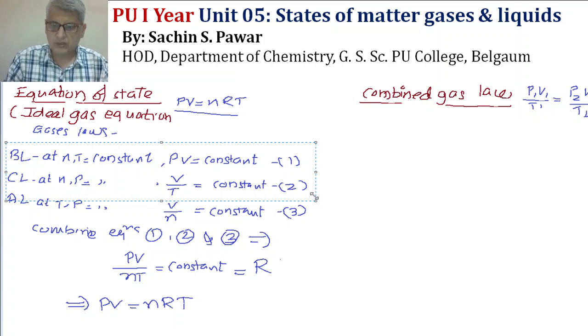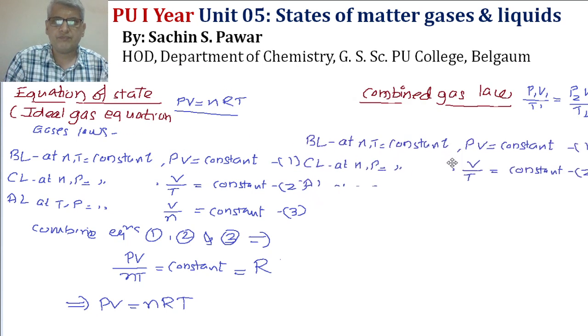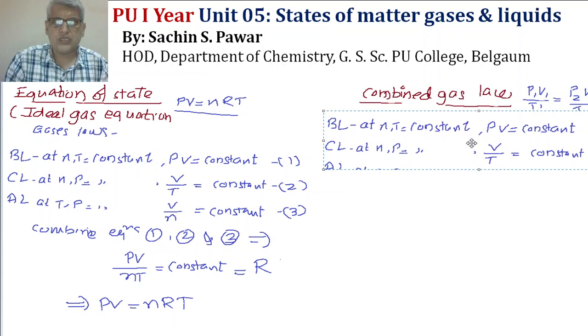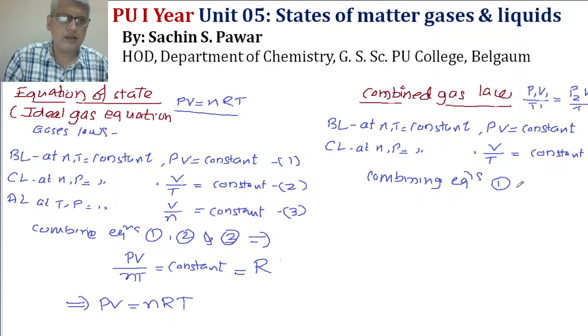So copy, paste. So I have Boyle's law and Charles' law. Okay, so I'll just get rid of this unwanted stuff. Now this Boyle's law and Charles' law need to be combined. So if you say combining equations 1 and 2, combining equations 1 and 2 implies what?